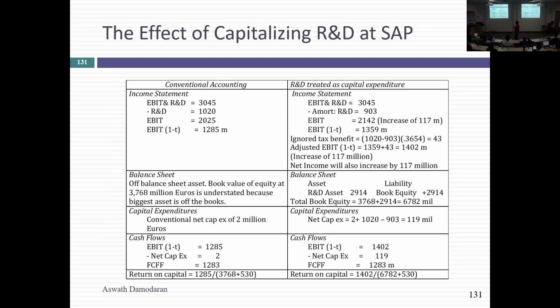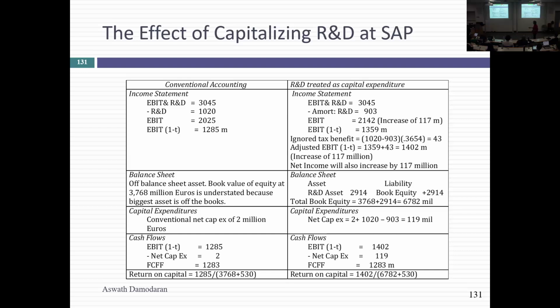When you capitalize R&D, if you take SAP, their operating income increases by about 117 million. Why? Because I'm adding back the R&D expense and subtracting out the amortization. Incidentally, for tax purposes, because you're allowed to deduct the R&D expenses, you're going to continue to do that. This is just from a valuation perspective or to get a better sense of what the true earnings are.